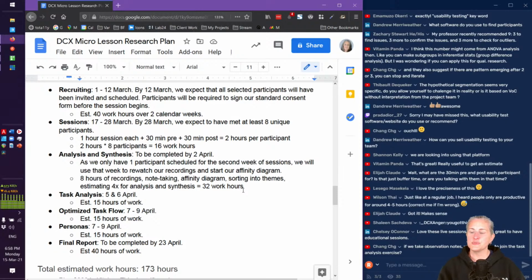Chang says, if we take observation notes, will we be able to join the task analysis exercise? Yes and no. Because when Larry and I shared the mural board for the task analysis, it went really badly. I will be sharing the mural board for the affinity diagram, and you will get to put notes up. On the task analysis and optimized task flow, I'm going to just watch for your comments and do some things live, so you'll be able to add to it that way.